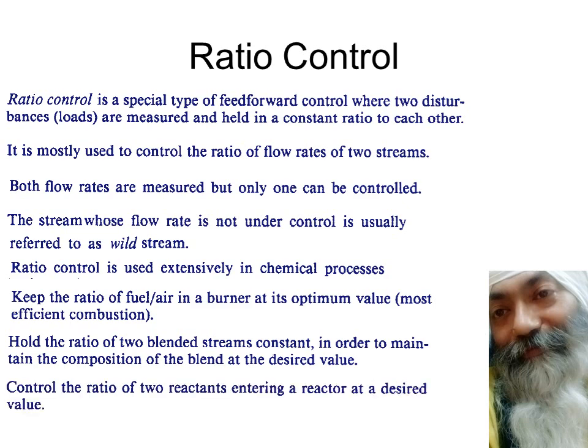And finally, you have the control of the ratio of two reactants entering a reactor at a desired value, A and B, A plus B giving C plus D. So the ratio of A and B needs to be constant in ratio control. We measure A, we measure B, we let A change as it is, we call it the wild stream, and we control the value of B so that the ratio of A to B is always constant.